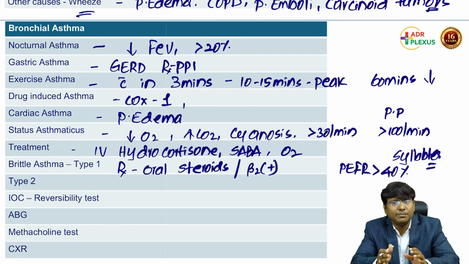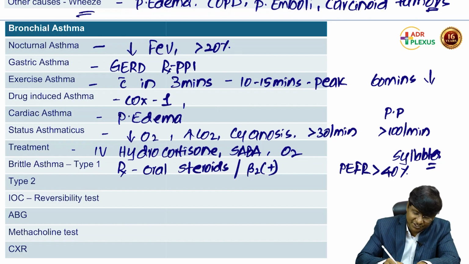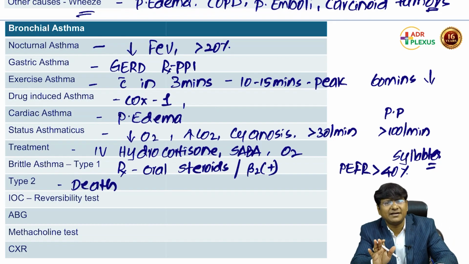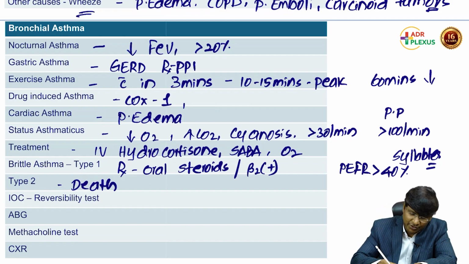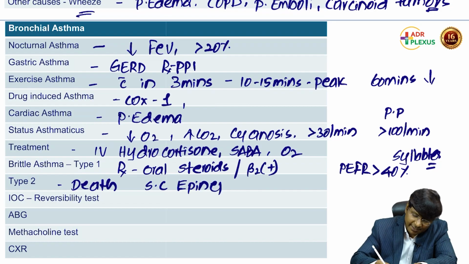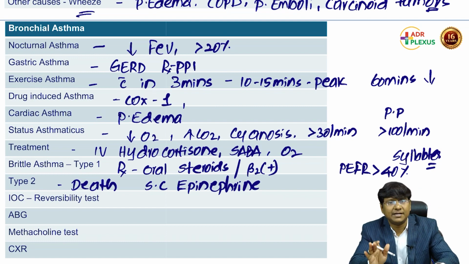Whereas type 2 brittle asthma is that these individuals generally have normal or near normal lung function, and there is an unpredictable fall in the lung function, and these patients can even have death. And how will you treat type 2 brittle asthma? For type 2 brittle asthma, right, you need to give subcutaneous epinephrine. Right, subcutaneous epinephrine is what we give in case of type 2 brittle asthma.